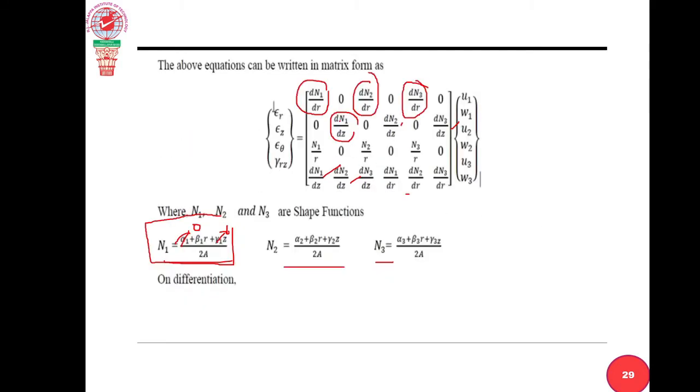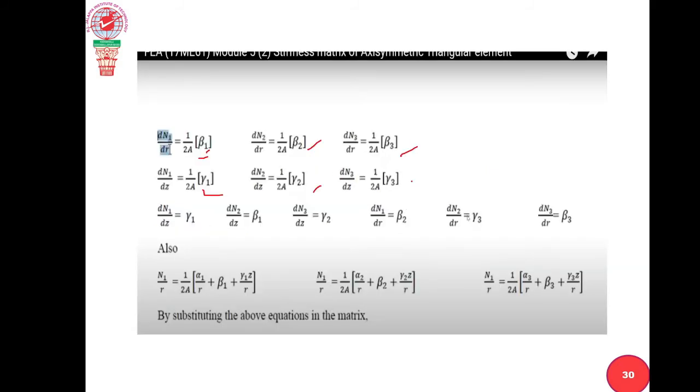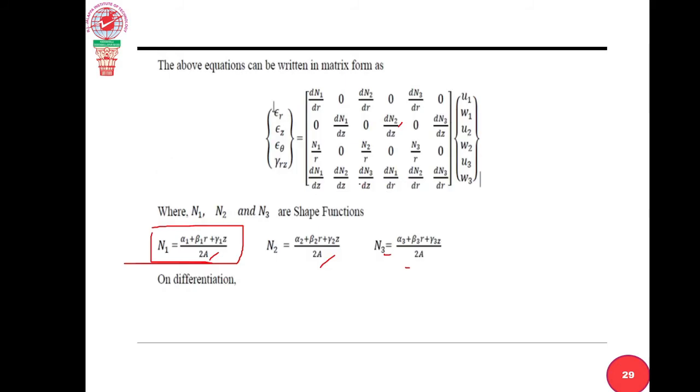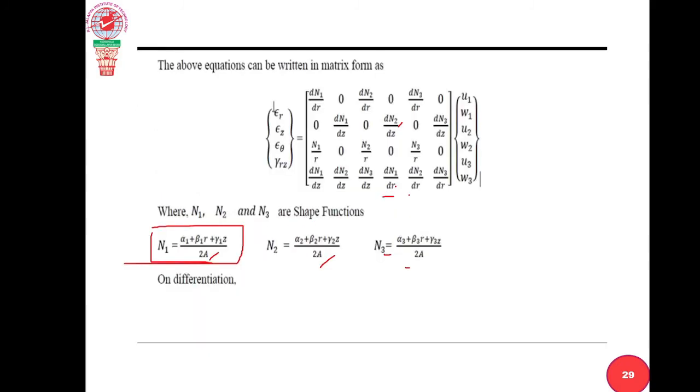Similarly, let me take the next one, dN by dz. What is the differentiation of N1 with respect to z? Gamma 1 divided by 2a. Similarly, what is the differentiation of N2 with respect to z? Yes. What is the differentiation of N3 with respect to z? Correct. Isn't it? Everything we got is the same. That's all. So dN by dr we have done already.